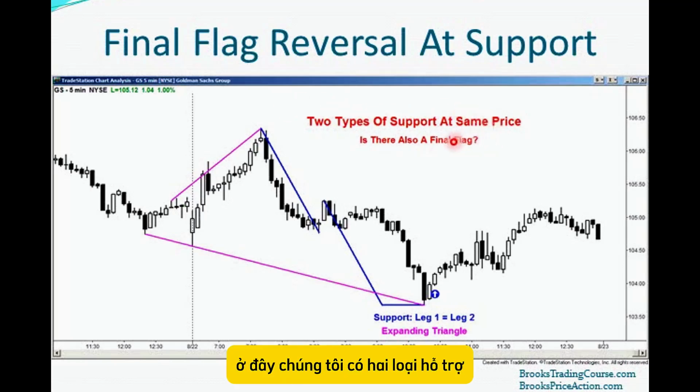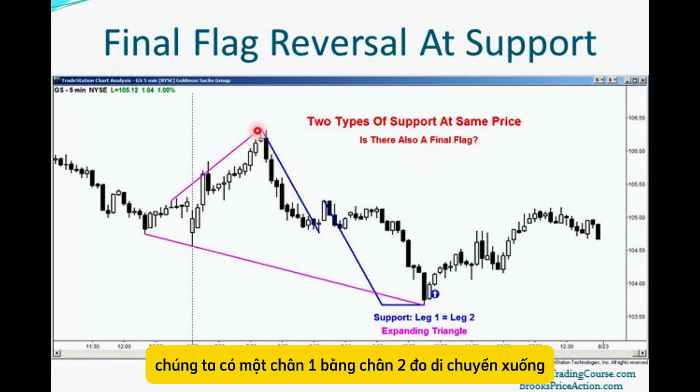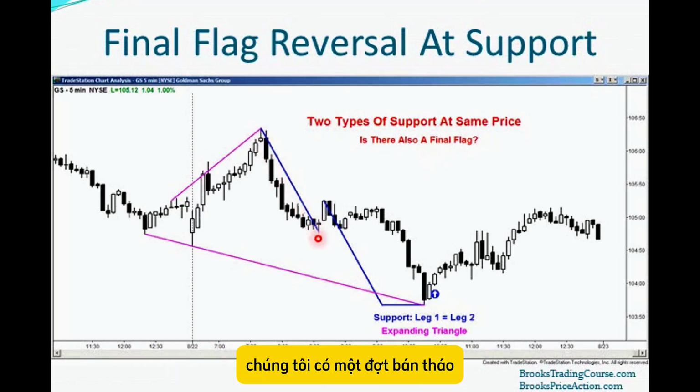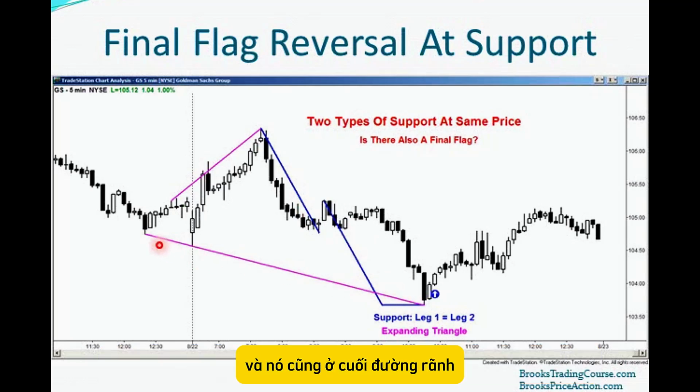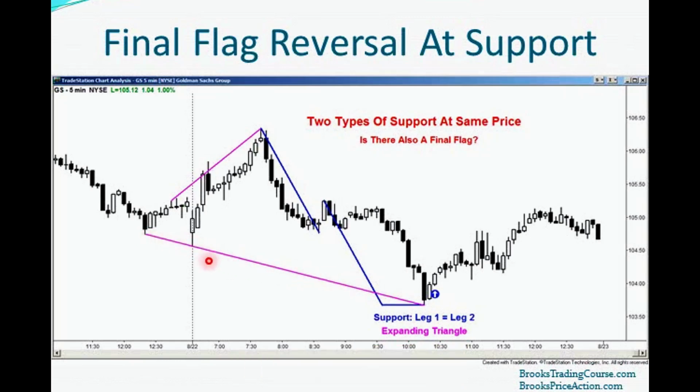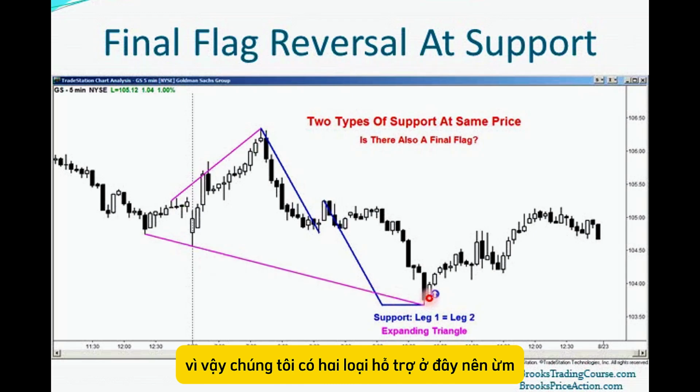Here we have two types of support at the same price level. We have a leg 1 equals leg 2 measured move down. We have a sell-off, a trading range, and then a resumption, and the leg down fell exactly the same number of ticks as did the first leg. So it's a perfect measured move, leg 1 equals leg 2, and it's also at the bottom of a trend channel line. So we have two types of support here.